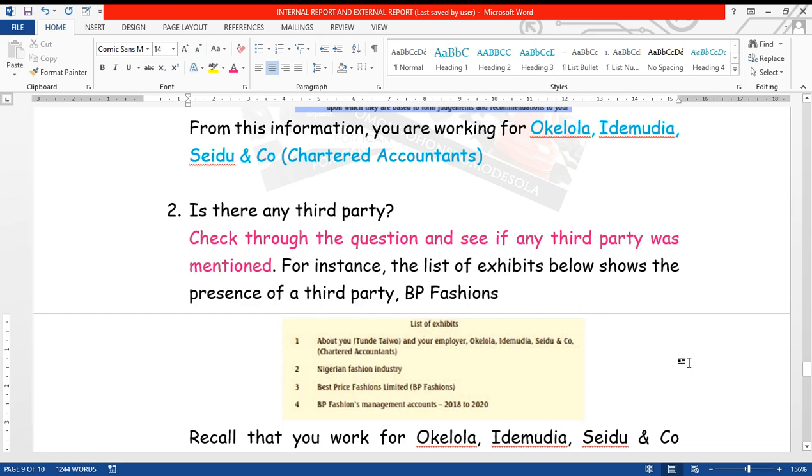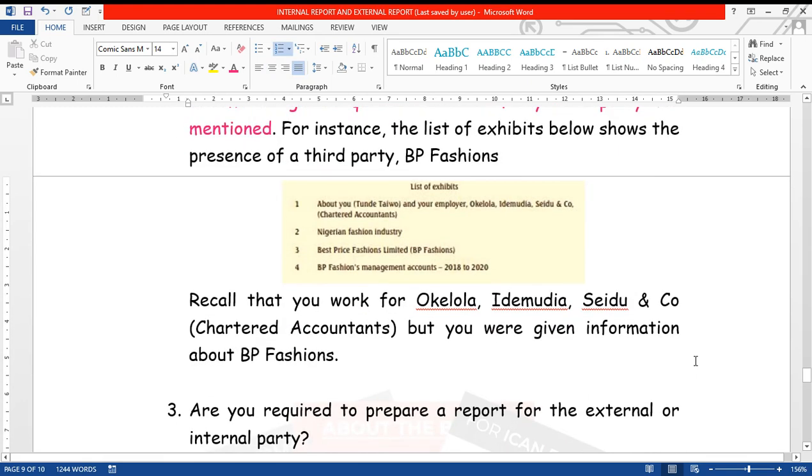Now look, from the number one list of exhibits, they told you about you, Tunde Tayo, and your employer. So your employer is Okilola Idemudia Seidu and Co. But now they're giving you management accounts of BP Fashions. They did not tell you they're giving you management accounts of Okelola Idemudia Seidu and Co. They're giving you management accounts of an entirely different company. So you know that a third party is present, and that you are working on an external report, because you are working on the management accounts of a third party.